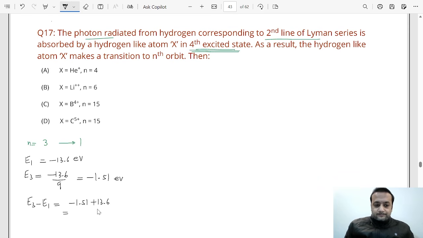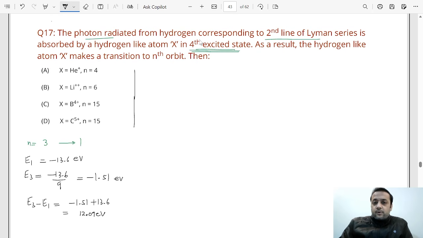So this will become how much? This will become 12.09 electron volt approximately. So basically we can say that this is the energy of the photon released. This photon was absorbed by a hydrogen like element in the fourth excited state.